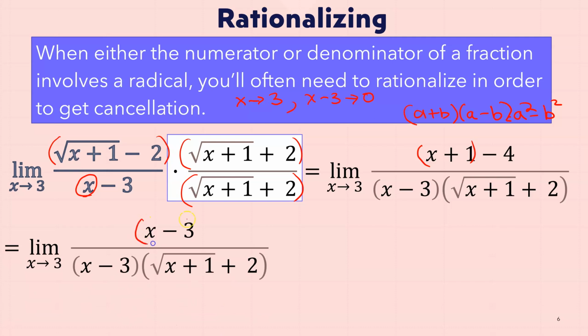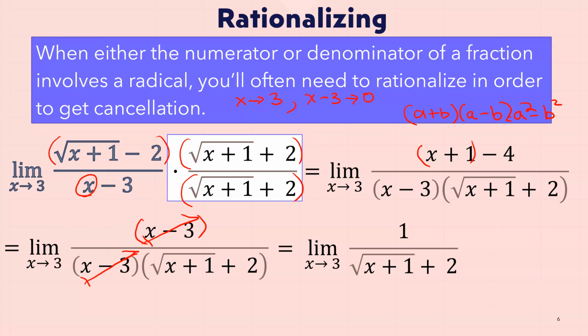Oh my God, look at that. X minus 3, x minus 3. And that is why we rationalize. We rationalize hoping that we will be canceling out that x minus 3, because that was the issue for direct substitution. Since that is gone, we can go ahead and plug in 3 right here. Square root of 4 is 2. 2 plus 2 is 4. So we really do just have 1/4 as our answer.